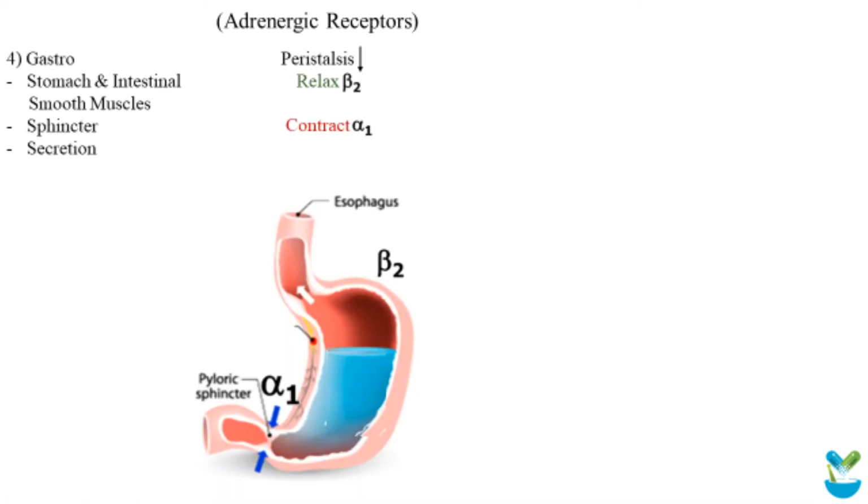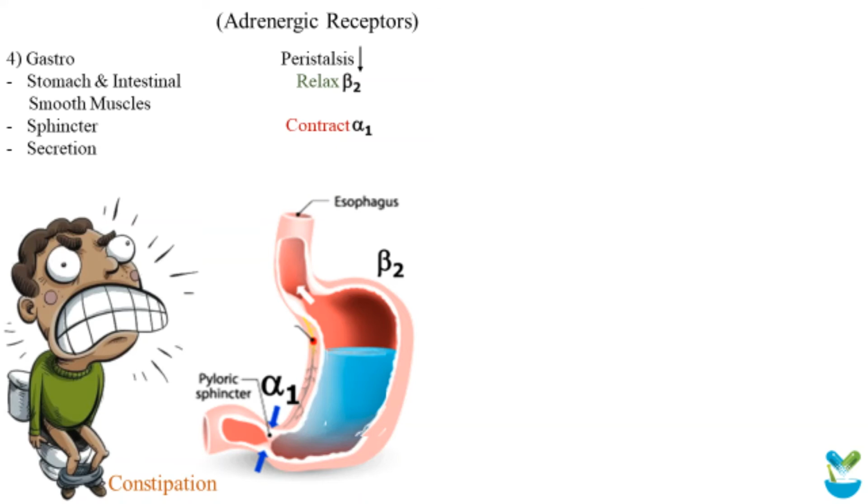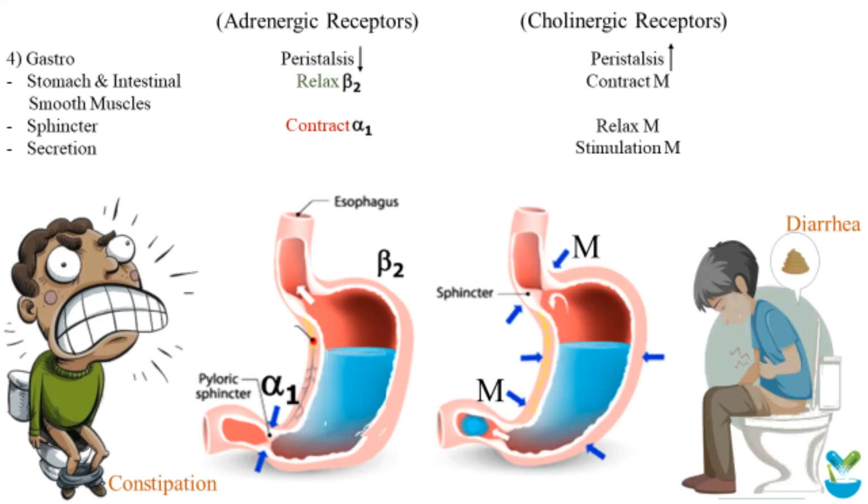In the gastrointestinal tract, activation of the sympathetic nervous system slows down peristalsis because of decreased GI motility, meaning smooth muscles of the gut relax. So again, beta-2 receptors are involved for relaxation, and sphincters in GI organs contract and close, so alpha-1 receptors are involved, which finally results in constipation. The opposite process occurs in the parasympathetic nervous system.